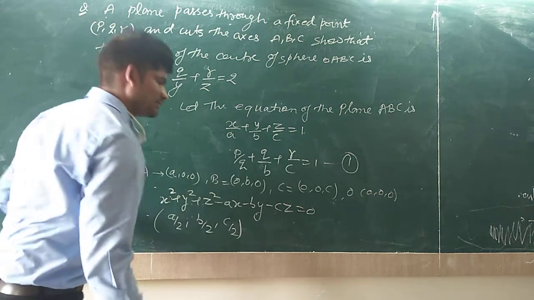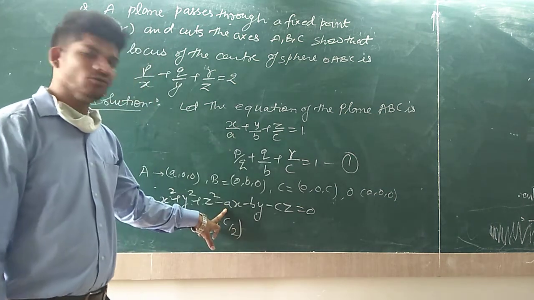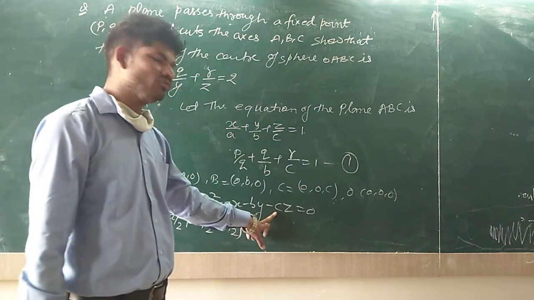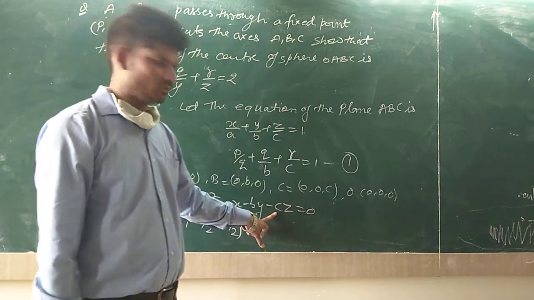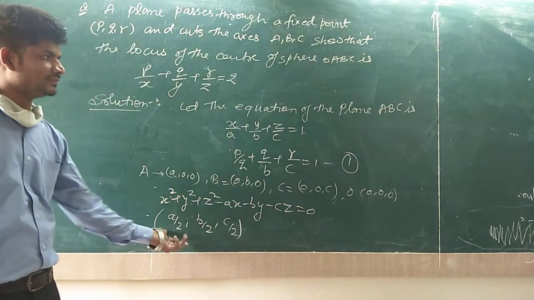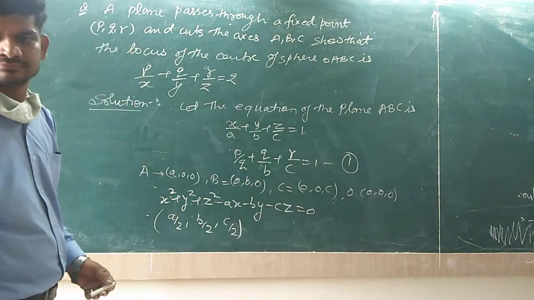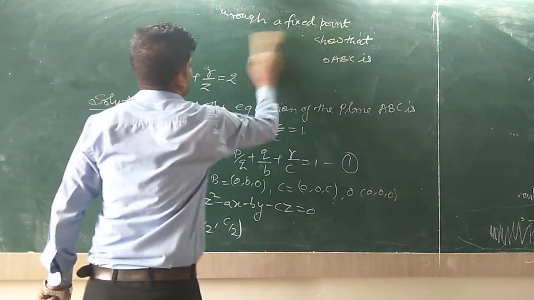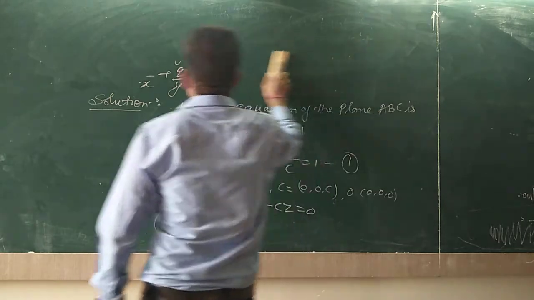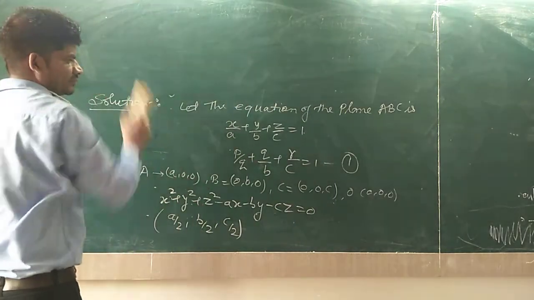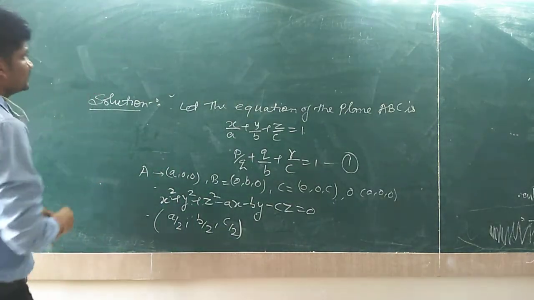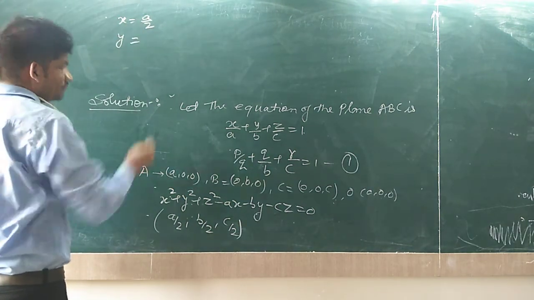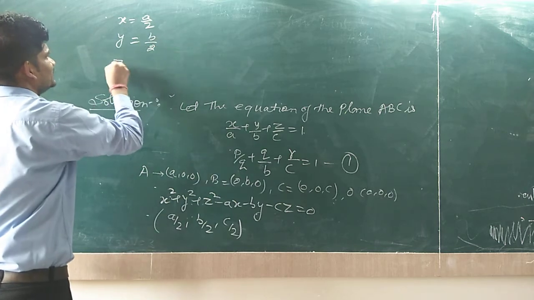By using comparison, the value of u equal to minus a by 2, the value of v is minus b by 2 and the value of w equal to minus c by 2. This is the center. Then x equal to a by 2, y equal to b by 2 and z equal to c by 2.